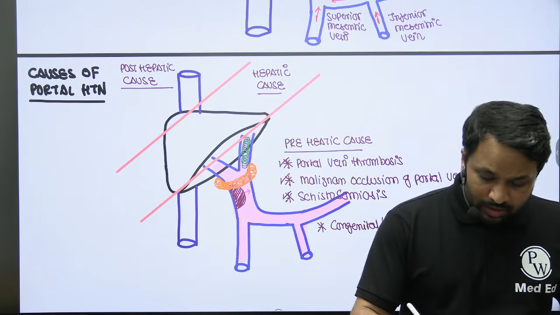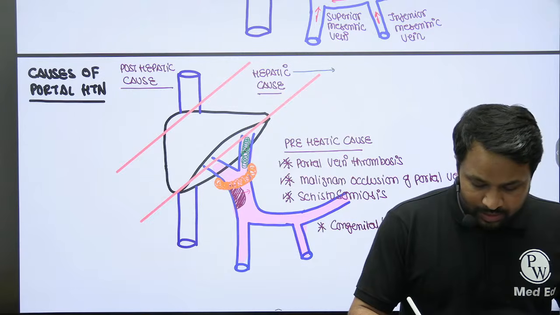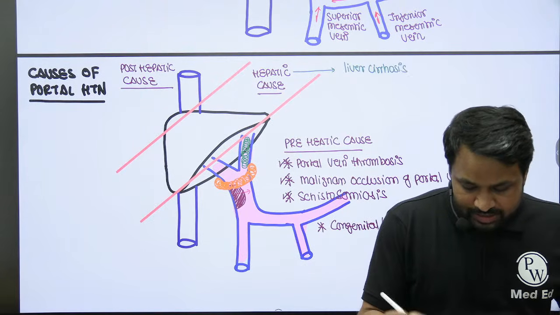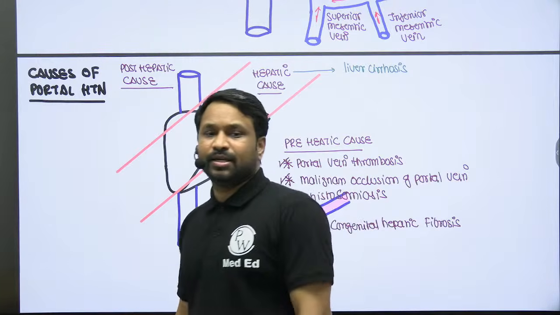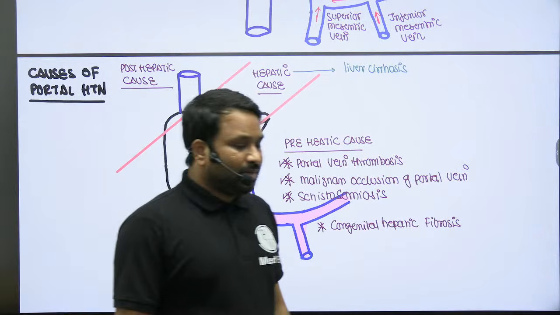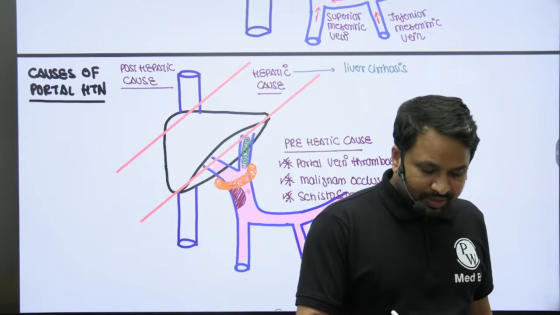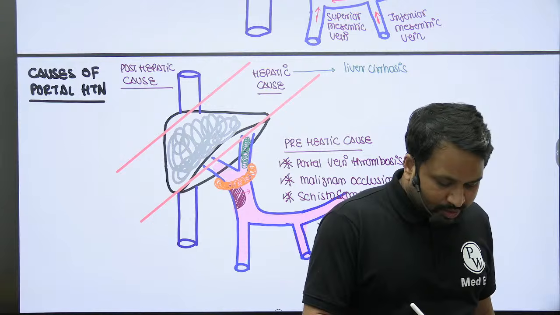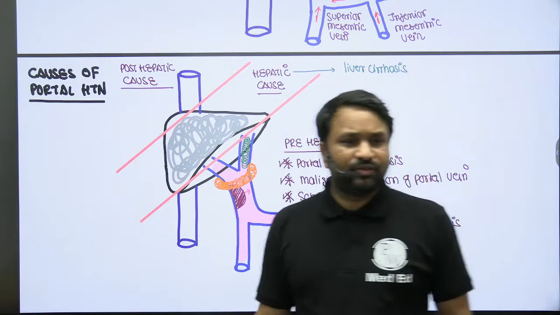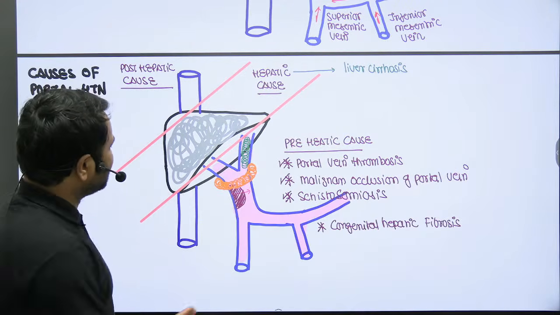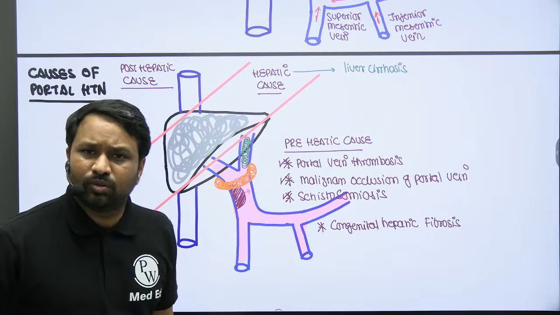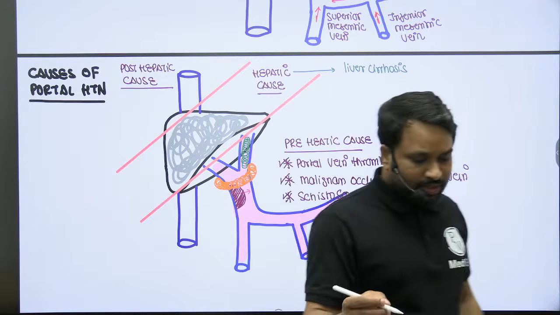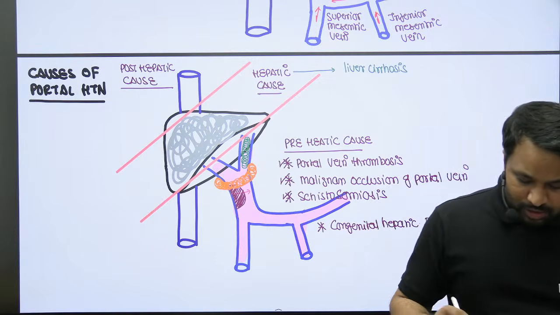Now when you talk about the hepatic cause, it is secondary to liver cirrhosis. Let it be any reason for liver cirrhosis, ultimately it is going to result from liver cirrhosis. The concept is quite simple. If the liver is damaged, the blood that comes from the portal vein has to go into the liver. But the blood cannot go in, because the liver is saying, I am not okay, I will not take the blood. So all that blood will start pooling back into the portal vein, resulting in back pressure, resulting in portal hypertension.